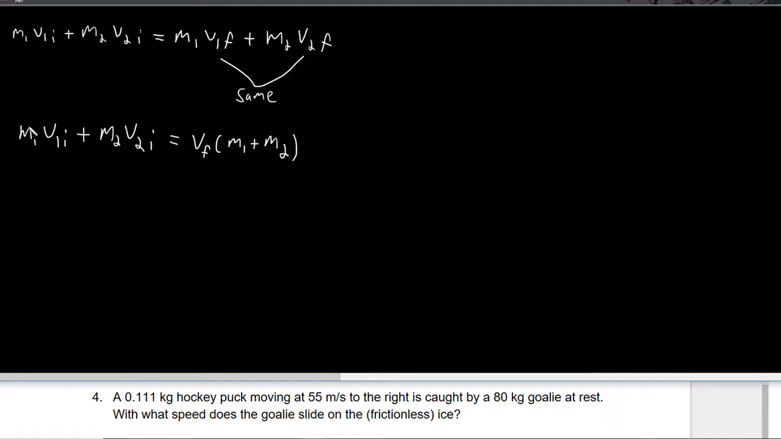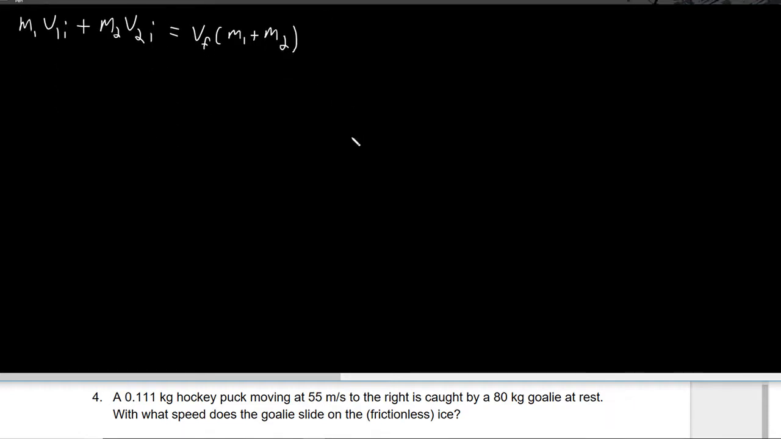So the two different objects moving different velocities, after they collide together, have the same velocity, and it's like their masses are just added to each other. It does affect the math just a little bit, but it's not too bad. So let's jump into question 4 there.